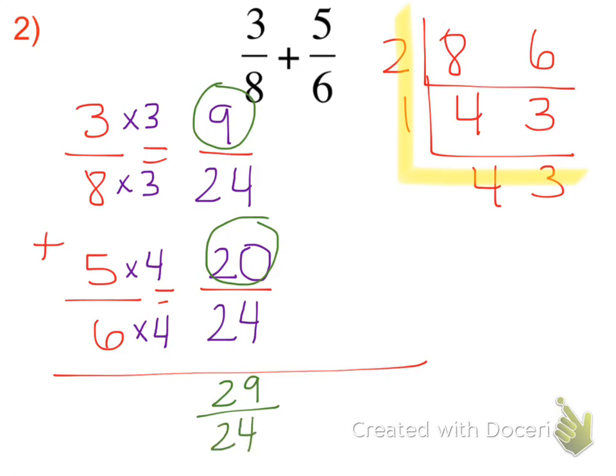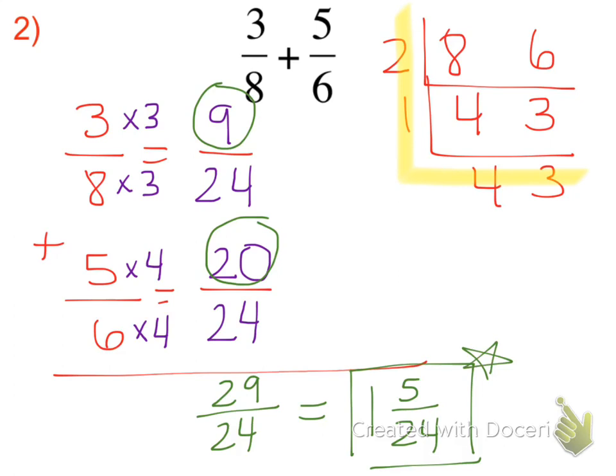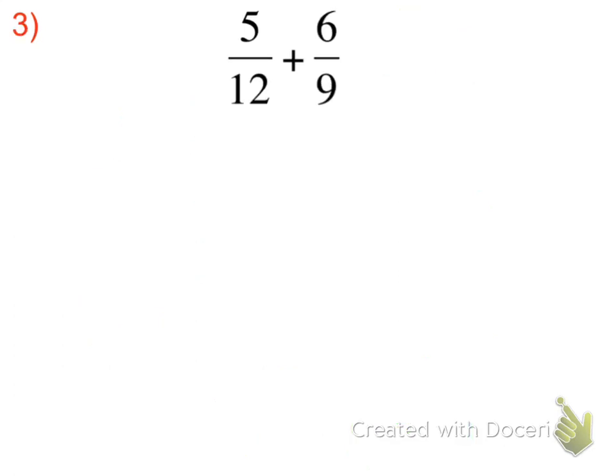Do not leave your answer like that. That's not simplified. You now want to turn this into a mixed number, which would be 1 and 5/24. If you need help turning it into mixed numbers, then you need to talk to your math teacher about that. But this is your final answer. 5/24 is in lowest terms, so we're good.